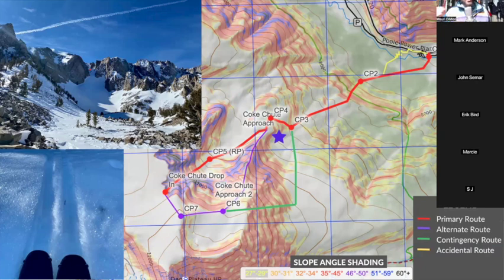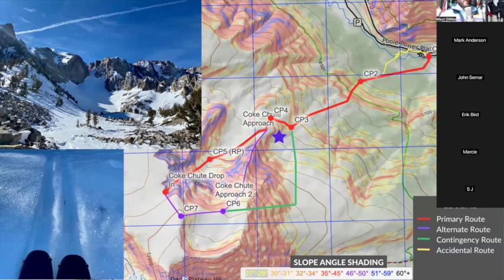Avalanche problem wise, we had no avalanche problems. There's a low avalanche forecast. There was just some potential for dry loose down low in the trees because it had been cold and a little windy up top, but there was no wind slab problem at this time based on the way that the conditions had developed over the season.